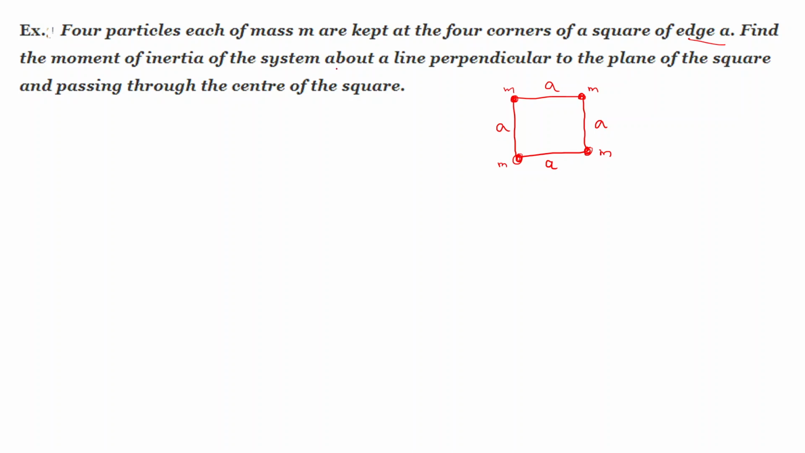Find the moment of inertia of the system about a line perpendicular to the plane of the square. This is 2D here, so don't get confused, but this line axis that I am making is perpendicular to the plane of the square, and we have to calculate the moment of inertia corresponding to this axis. This axis is perpendicular to the plane of this square setup and passing through the center of this square.